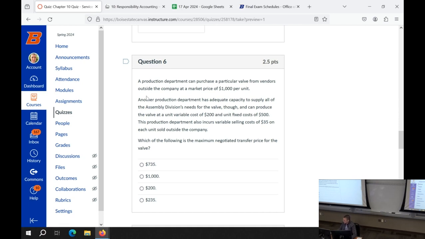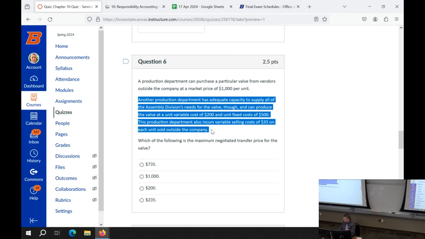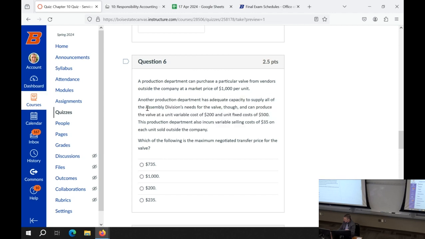It's pretty annoying. So this question is asking us, which of the following is the maximum negotiated transfer price for the valve? So there's going to be some sort of valve, and it looks like we have information from the buying department right here. A production department can purchase a particular valve from vendors outside the company at a market price of $1,000 per unit. And then we have a bunch of information about another production department, the selling production department. So this is supposed to be the assembly division.